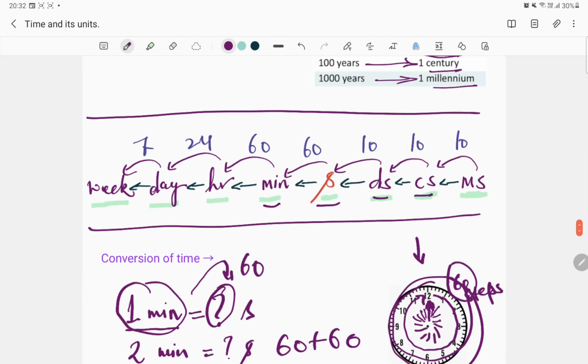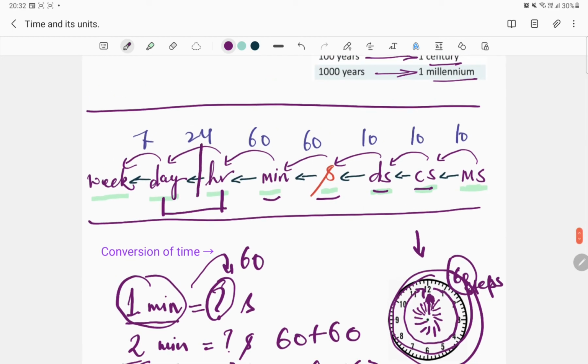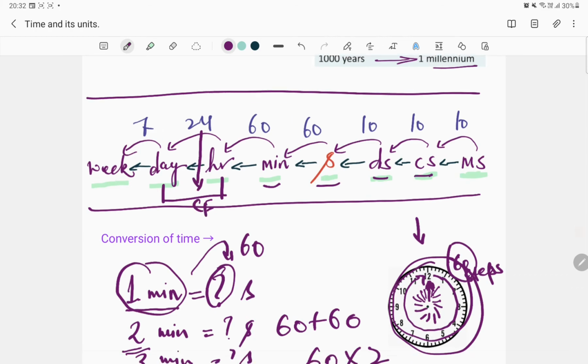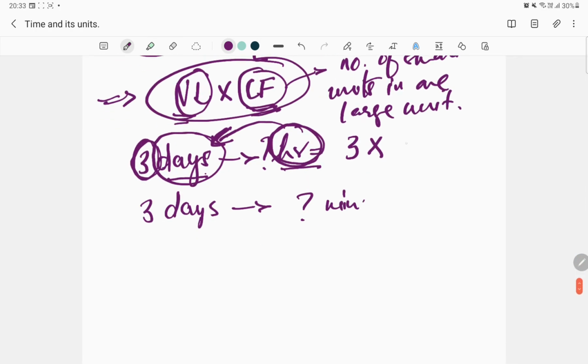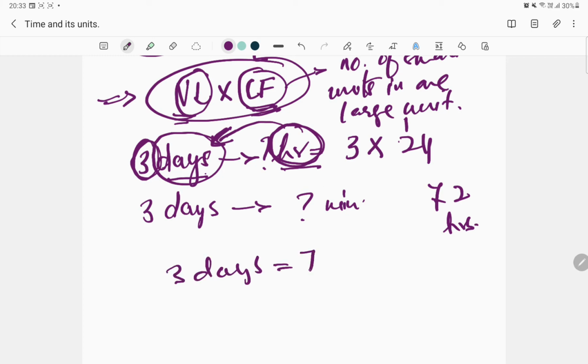Let's look up here. We are planning to convert days into hours, and what is the conversion factor? 24. So this is the conversion factor that we are going to use. Let's simply write this down: 3 times 24, and if you multiply this, we get 72 hours. So 3 days is equal to 72 hours. Let's simply write H for hours, which is the standard notation for hours.